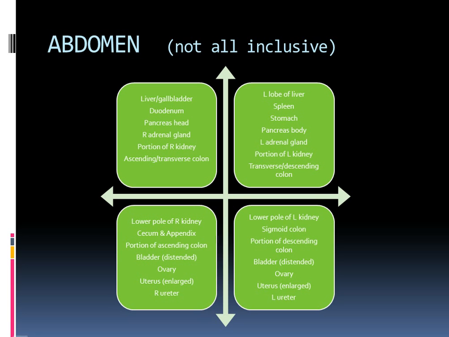The lower right: the lower pole of the right kidney, cecum, and the appendix. You've got a portion of the descending colon, the bladder, the ovary, the uterus, the right ureter. And then the lower left: the lower pole of the left kidney, the sigmoid colon, a portion of the descending colon, the bladder, the ovary, the uterus, the left ureter.